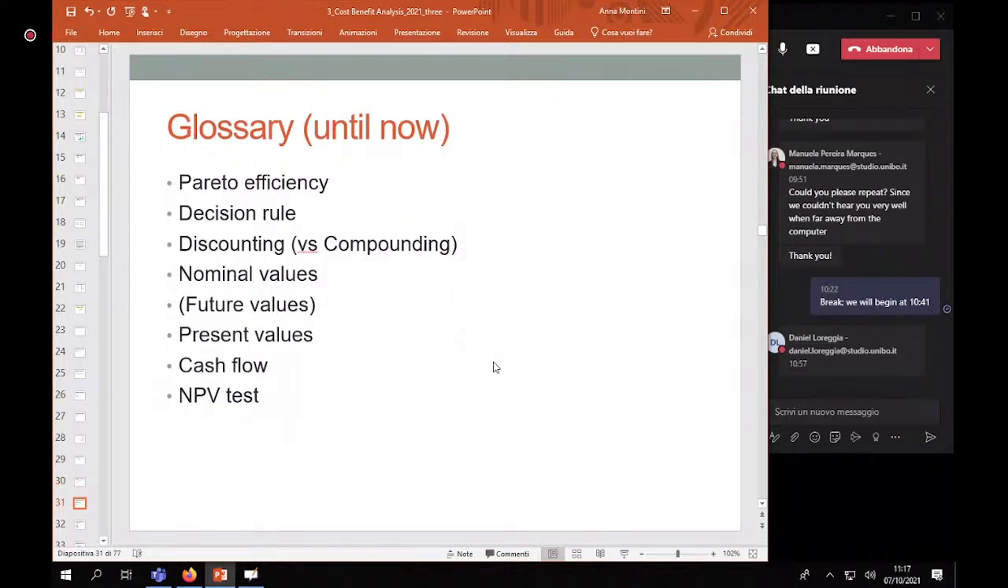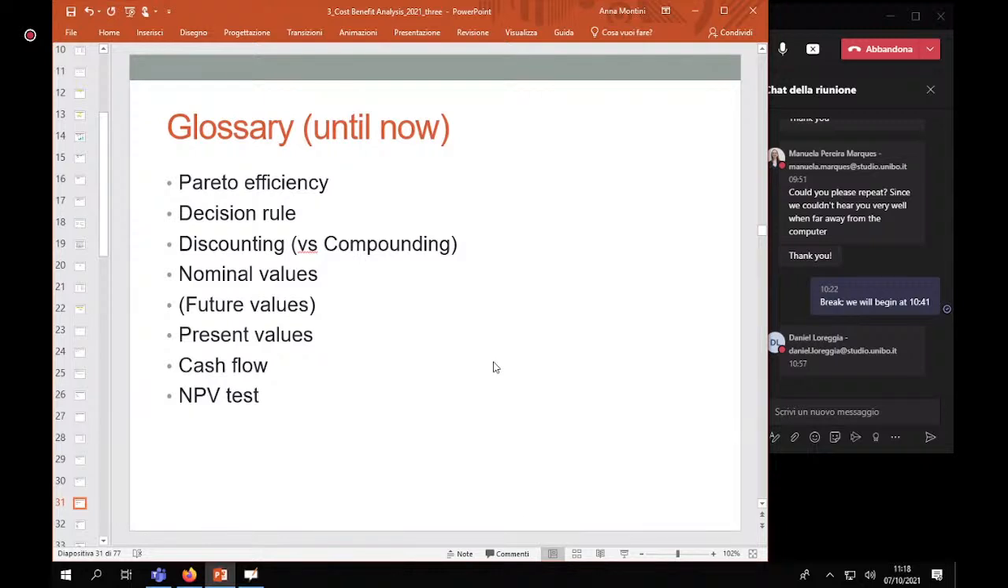So, what is the glossary, the list of terms until now? Until now, we have spoken about Pareto efficiency, because cost-benefit analysis has a link with Pareto efficiency, because we are searching for projects with positive net benefits. A positive net benefit means that we are able to pay the losers.